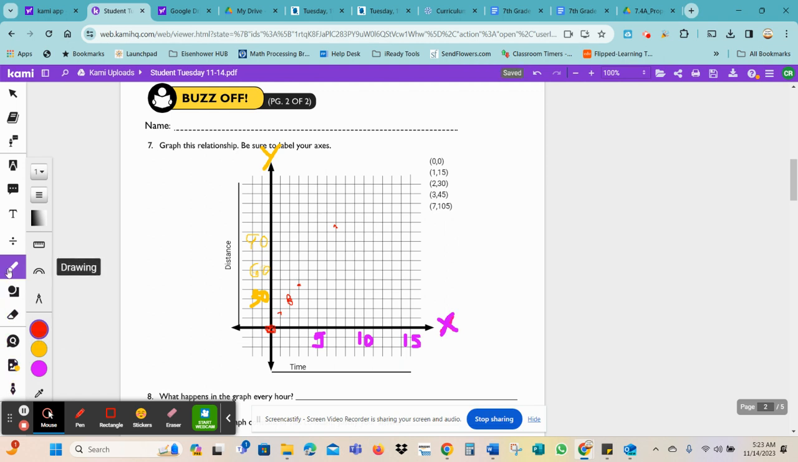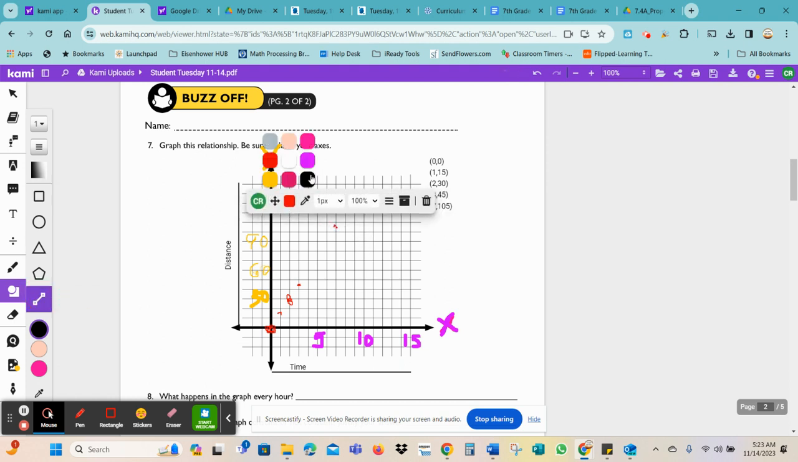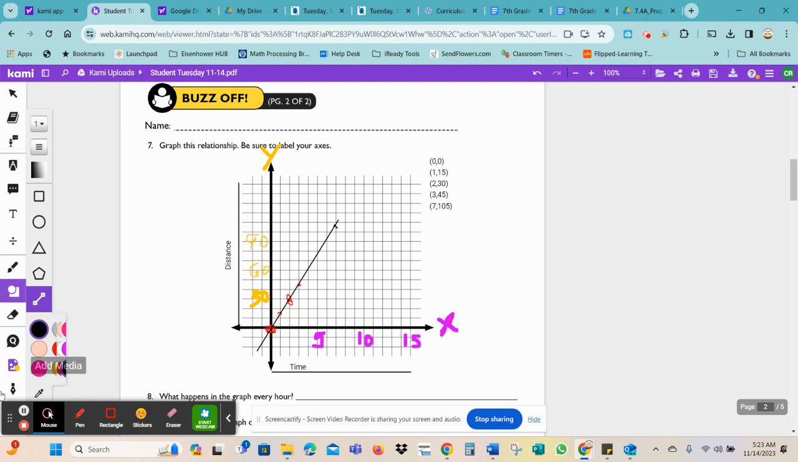Okay, so now I'm going to connect my dots. So let me come over here to my line segment. Looks just about right. But so now I'm able to place that on here. What are you noticing about what's happening between time and distance? Right? It's increasing.